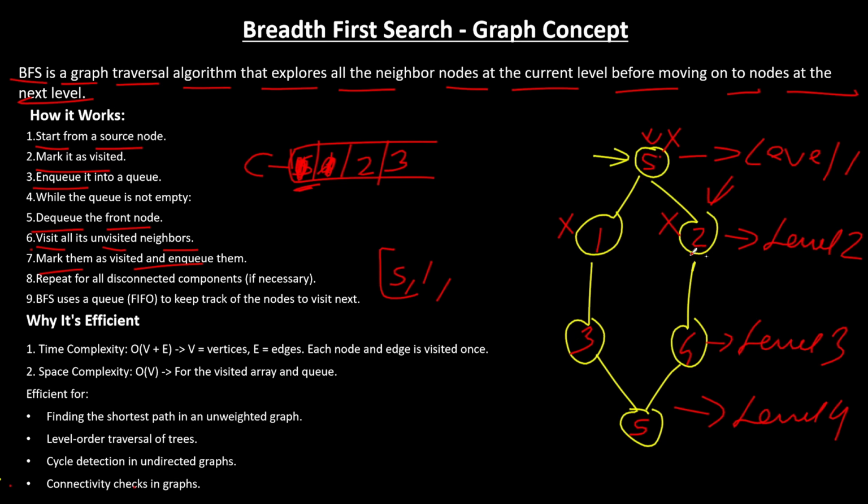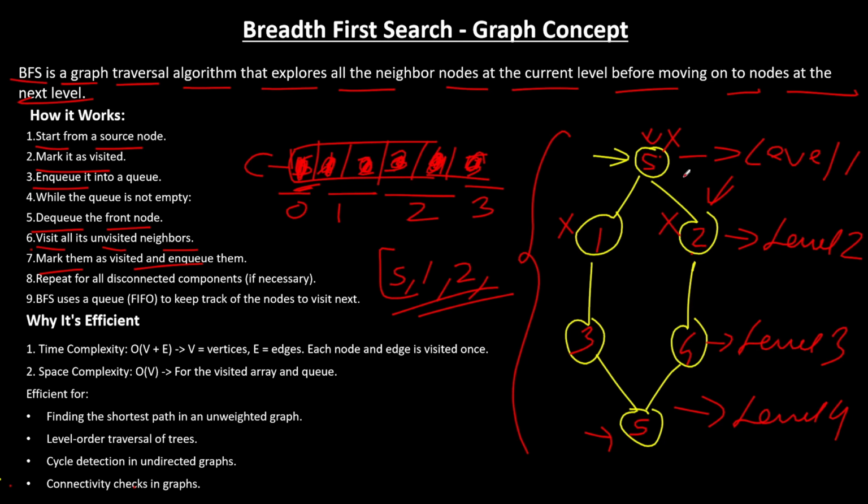Then you come to 2. You pop 2, put it in the list, and check that the source is already done, so you cannot push it again. So you take 4. This was level 0, this was level 1, this was level 2. Similarly, you pop 3, and when you pop 3, you put 5, which becomes level 3. When you pop 4, you won't be able to push 5 because it is already visited, and at the end you pop 5, and that's all. So this is how we do BFS level wise.